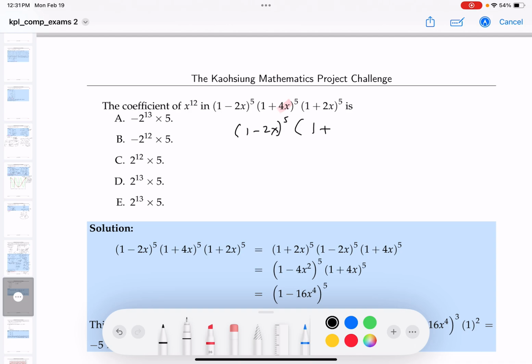This is going to be 1 plus 4x squared to the fifth power. And this is going to be 1 plus 2x to the fifth power. All right, so I'm going to correct that. And let's go through this right now.